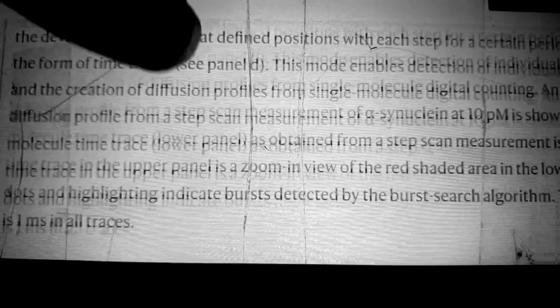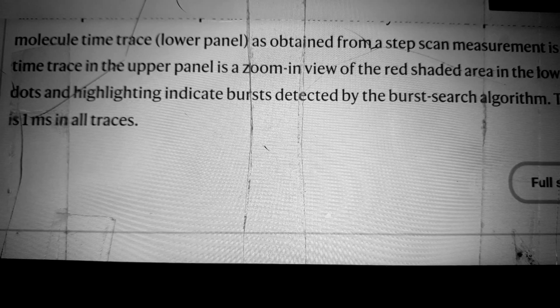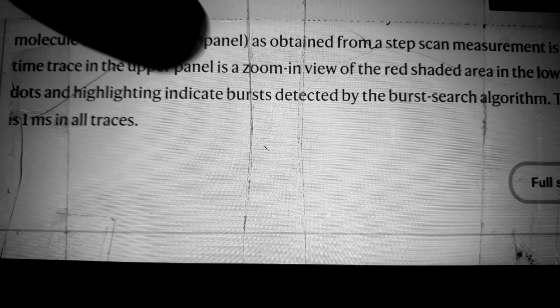The time trace in the upper panel is a zoomed-in view of the red shaded area in the lower panel. Red dots and highlighting indicate bursts detected by the burst search algorithm. The bin time is 1 millisecond in all traces.